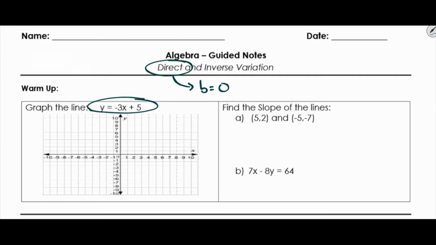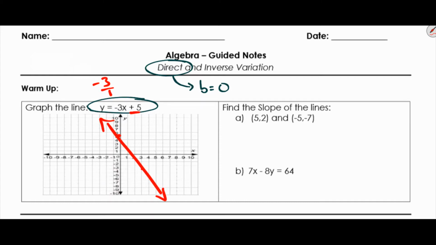I'm going to start at the y-intercept of 5. And then count down 3, so my slope is negative 3 over 1, so I'm going to go down 3 and over 1, down 3 over 1, down 3 over 1, and that forms my line.